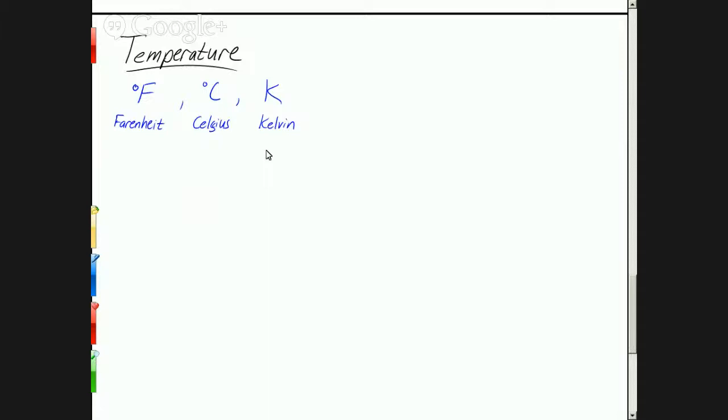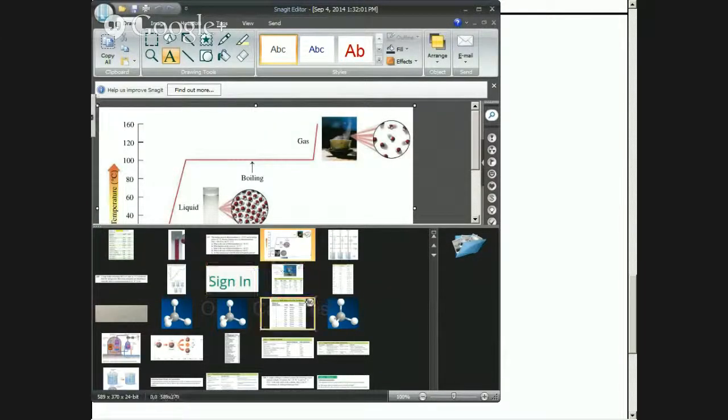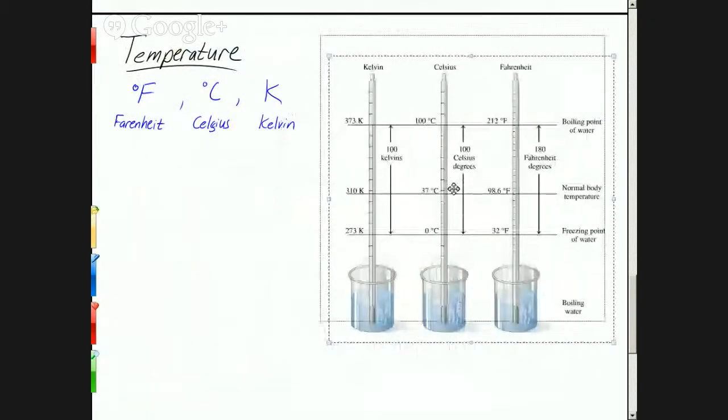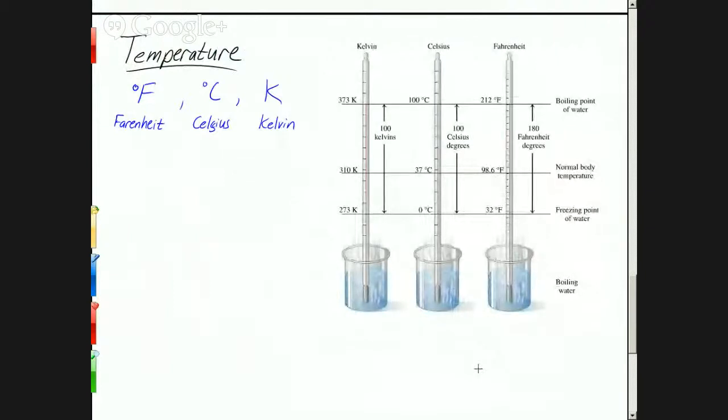So let's take a look at these three scales. I think we can best do that with a picture. I'll grab another picture from our book here. Put this over here. On the left, we've got Kelvin, and then Celsius, and then Fahrenheit thermometers. And they're lined up so that the same temperature is in the same place.